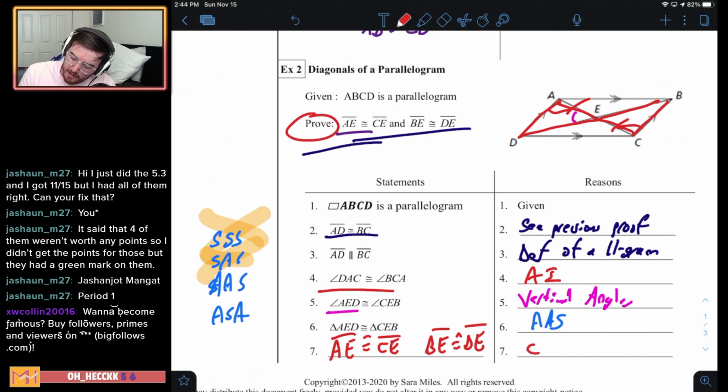And why is that? CPCTC. Those are the corresponding parts. When you look at these 2 triangles, this side matches up with this one, right? This side matches up with this one.